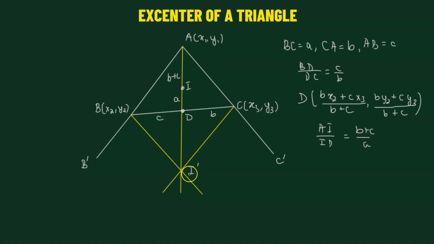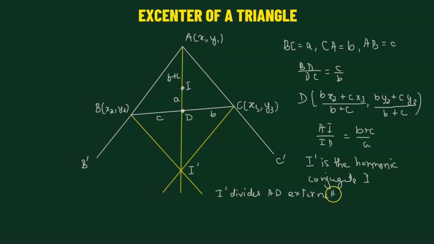Now it turns out that since I prime lies on the line AD, on the extension of the line AD, we can clearly say that I prime is the harmonic conjugate of I. That means that if I divides AD in the ratio b plus c over a internally, then I prime is also going to divide the line AD in the ratio b plus c over a, but externally. That's what it means that I prime is the harmonic conjugate of I. So I prime divides AD externally in the ratio b plus c to a.